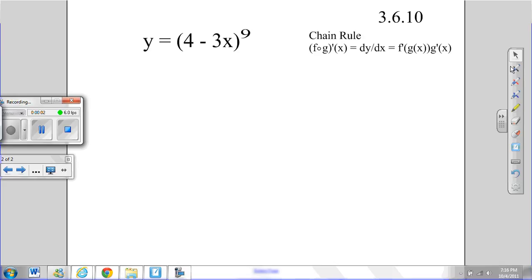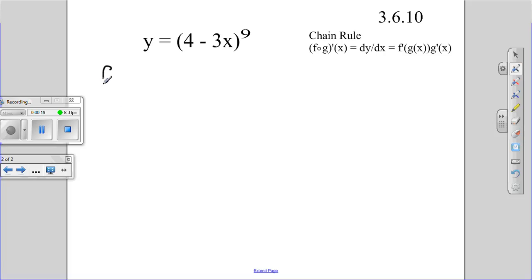This is example 3.6.10 from the book. In this problem, we're trying to differentiate the function y equals (4 minus 3x) to the 9th power. So in order to do this, we're going to need to use the chain rule. So we're going to need to break this function down into two component parts, f of u and g of x.